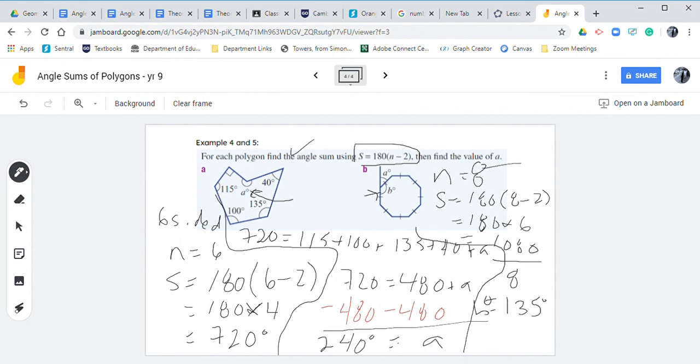I also know that A plus B is going to be 180 degrees because they're supplementary angles. So what I do is I take 180 and subtract 135 to get that A equals 45 degrees, because I know that these two angles right here add up to 180 degrees, because it adds to a straight line. That's how you do the practice.